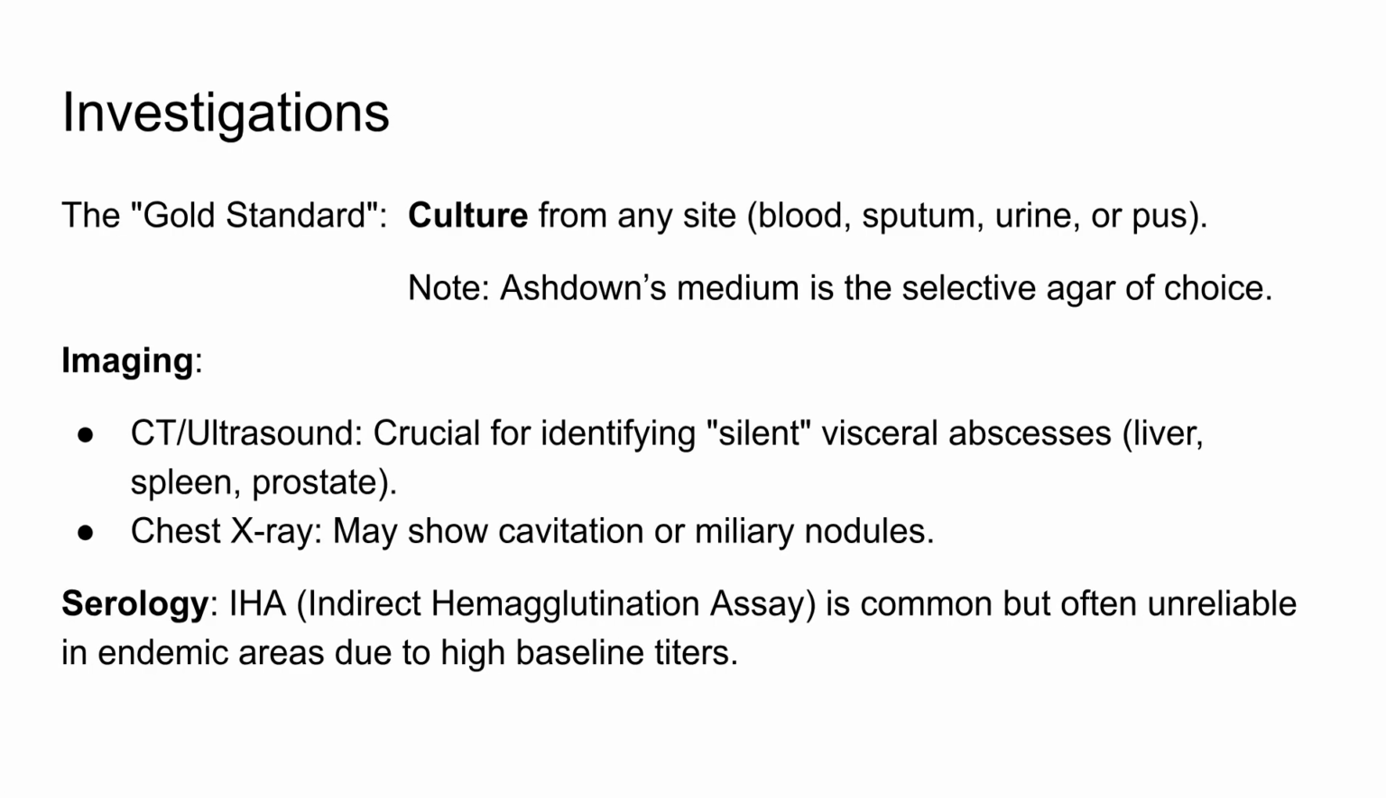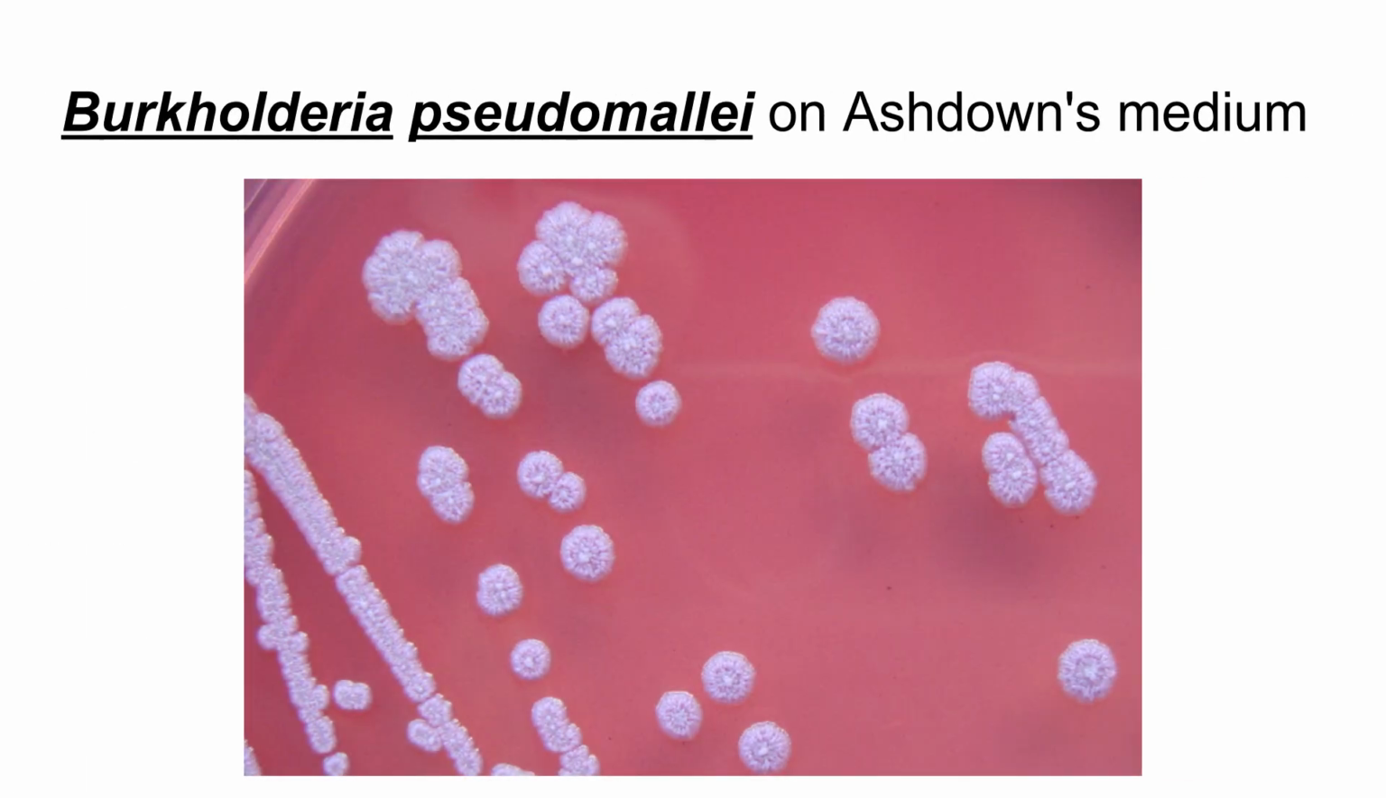The gold standard for diagnosis remains culture from any site, using selective media like Ashdown's. Imaging, such as CT or ultrasound, is crucial for detecting silent visceral abscesses. Serology is common, but can be unreliable in endemic areas. This image displays Burkholderia pseudomallei colonies growing on Ashdown's medium.